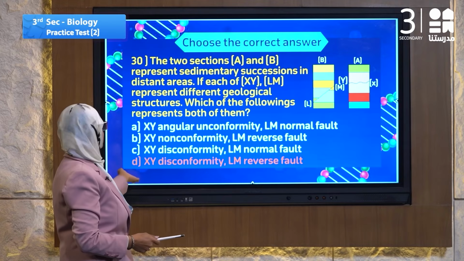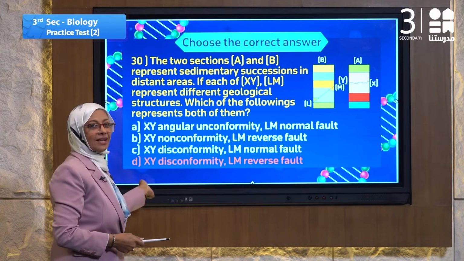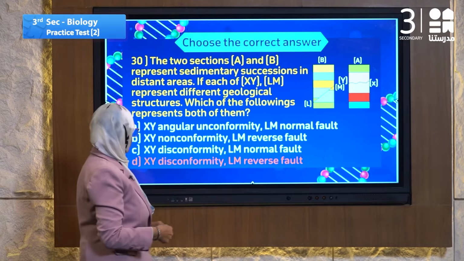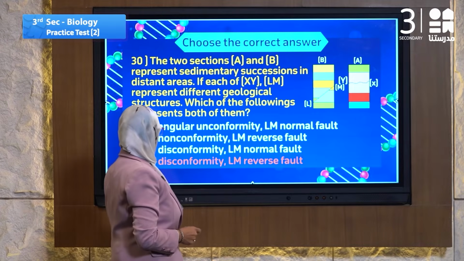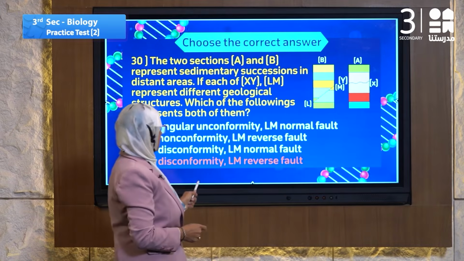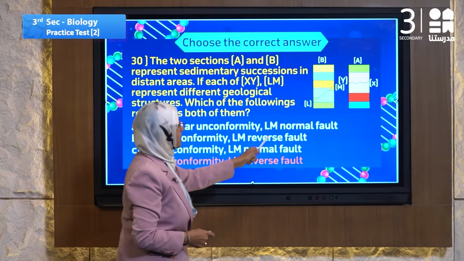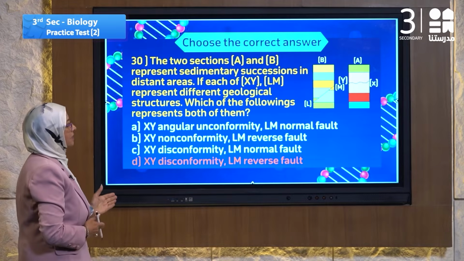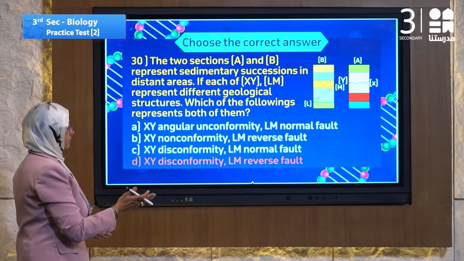The answer is D. D is the right one. XY is disconformity. LM is a reversed fault. Yes, it's a reversed fault because it moves.